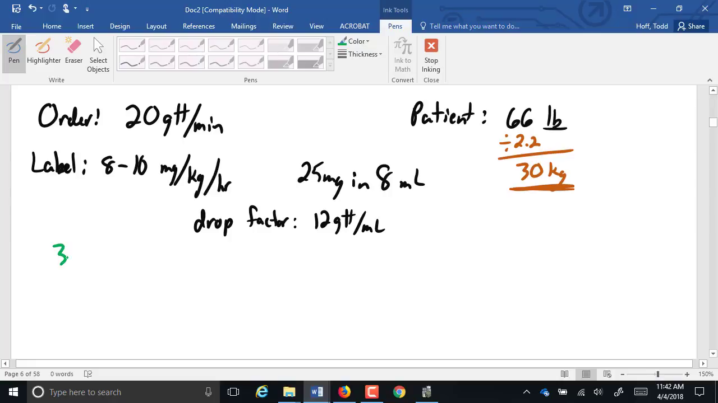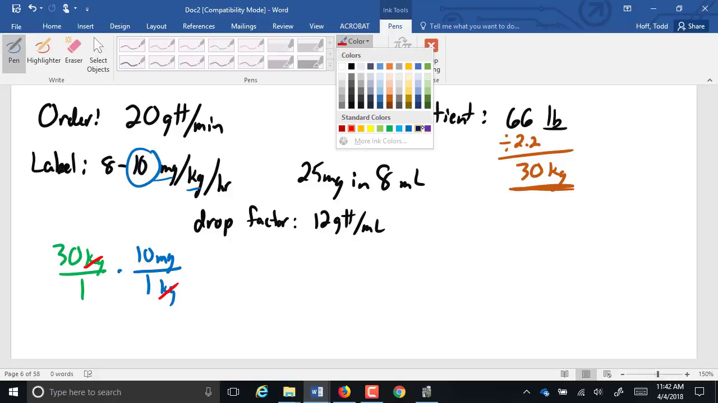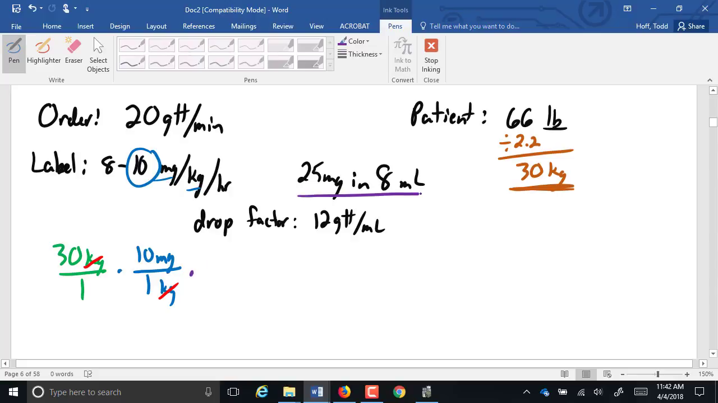We start off our calculation with the 30 kilograms. Put it over 1, and we have milligrams per kilogram here. I am going to use the maximum again, the 10 milligrams. Kilograms on bottom, 10 milligrams go on top. Per kilogram means per 1 kilogram. So the kilograms cancel out. Next step then, milligrams to milliliters. Milligrams go on bottom, so they cancel out. 25 milligrams in 8 milliliters. So the milligrams cancel out.